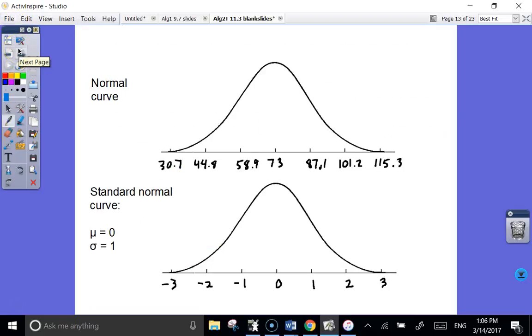Now, if you label your curve with the mean and the standard deviations like we did before, and that's 50, that's a normal curve. If you label it instead with the mean of 0 and the standard deviation of 1, and we already calculated the z-score, it was negative 1.6, that's called the standard normal curve. That's where the mean is 0 and the standard deviation is 1.